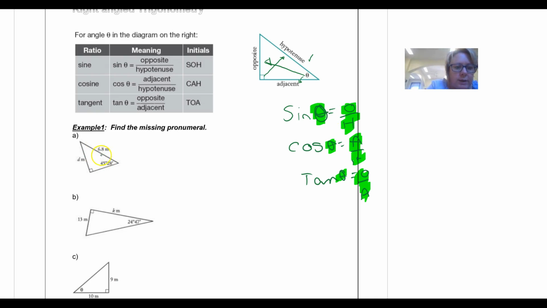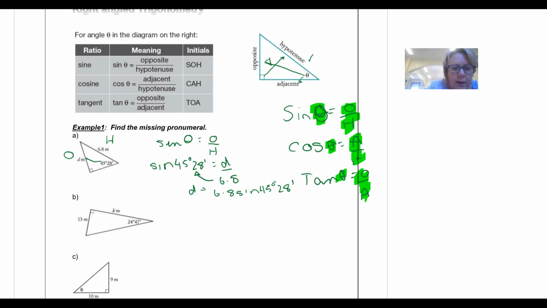So if we look at this first example, we've got the opposite and the hypotenuse, so that's sine. Sine theta is opposite over hypotenuse. Then I substitute in. Sine 45 degrees 28 minutes is equal to D on 6.8. Well, it's actually quite easy. If I just times that up there, I get D equals 6.8 sine 45 degrees 28 minutes.